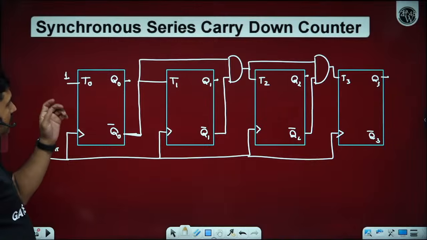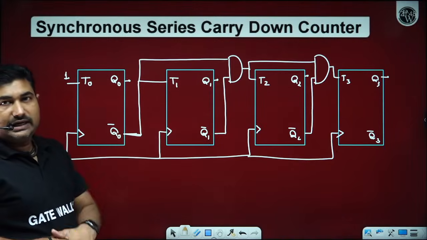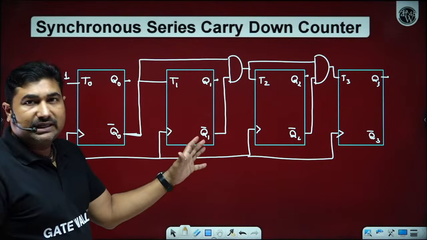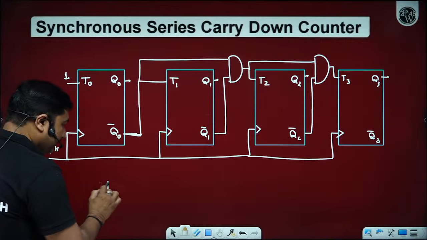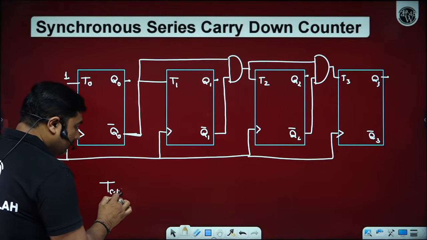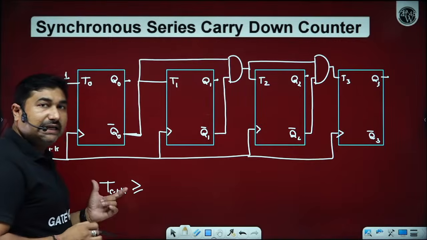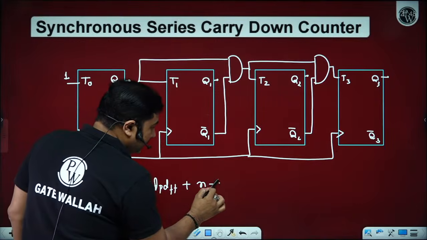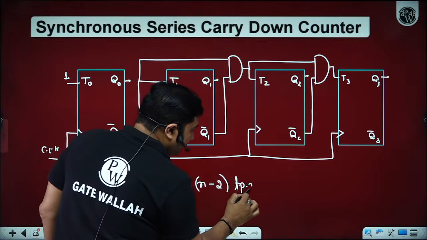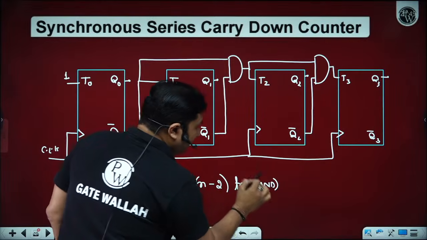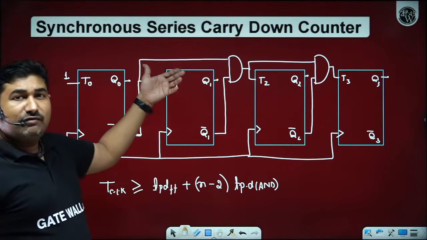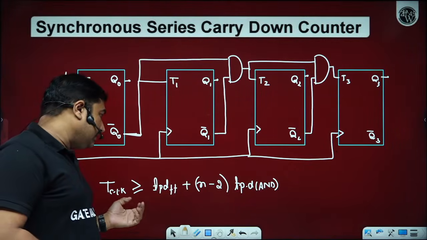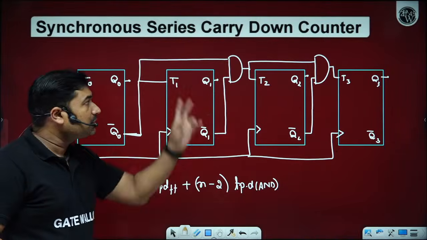Now please see Q0, Q1, Q2 and Q3. I have already shown this to you. This is not a better one. Why? Because in this case the clock period must be greater than or equal to TPD of FF plus (n minus 2) times TPD of AND gate, where n is the number of bits. If you want to design a 4-bit synchronous series carry down counter, you can put n equals 4. So 2 AND gates.